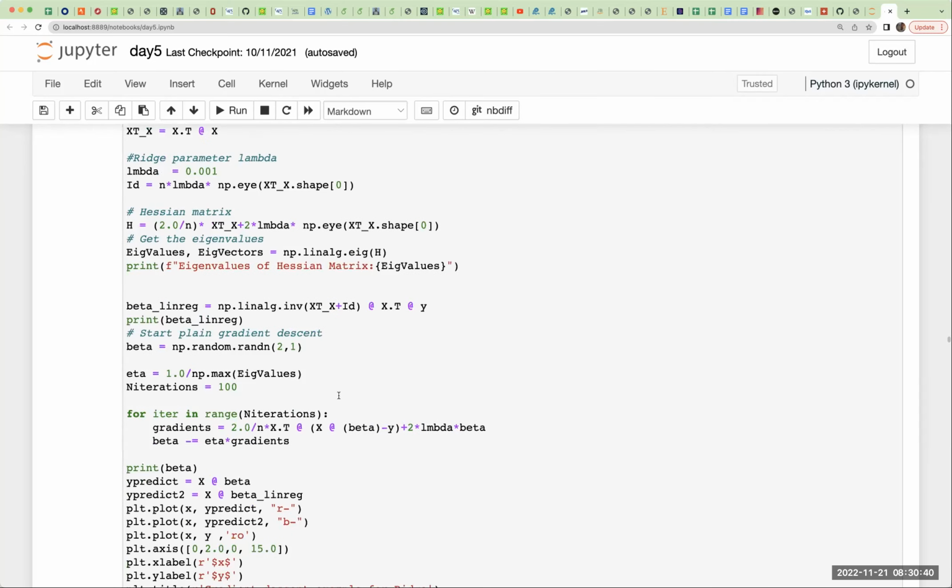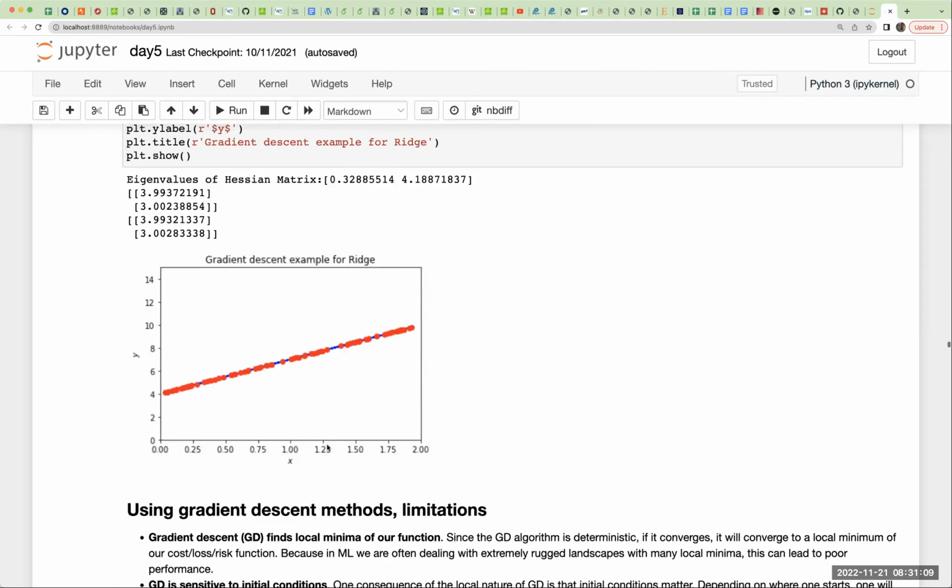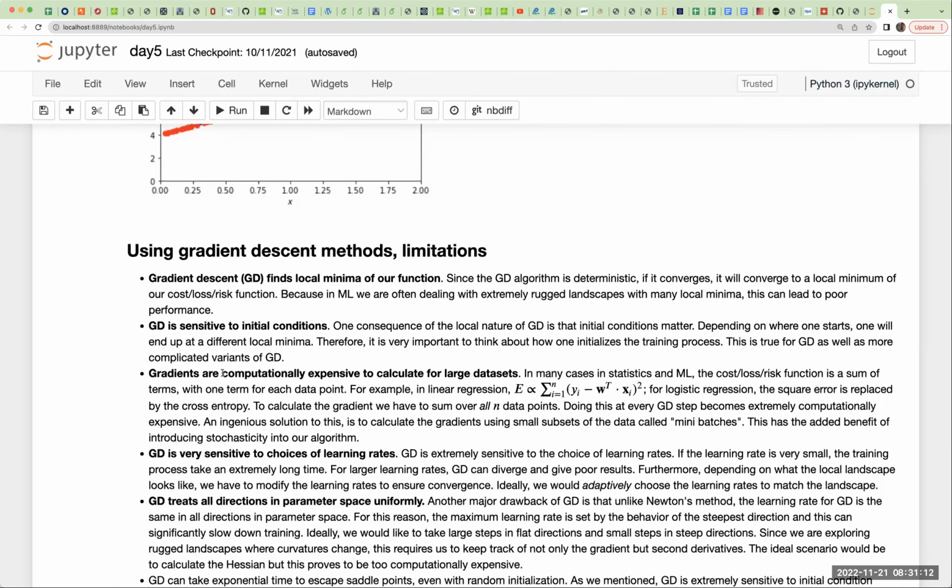So if you look at the calculations here, this is an example for ridge regression. We are performing a matrix multiplication here, and then we multiply that with a vector, so we have a matrix multiplied with a vector. And if we run over the whole data set, this becomes really time consuming. And if you have something like hundreds of thousands of data points, clearly you're performing matrix multiplications with large data sets. That means that the gradients, as you can see here, are computationally expensive to calculate for large data sets.